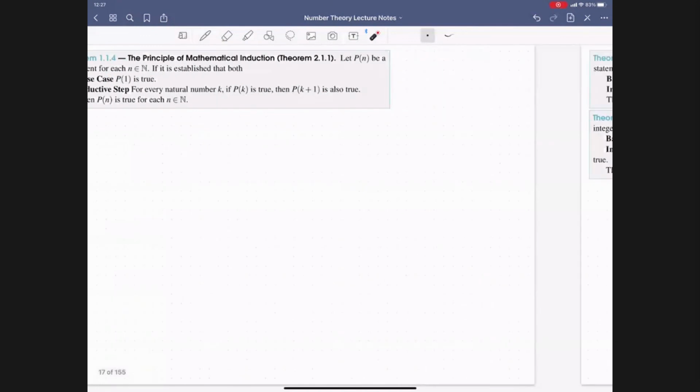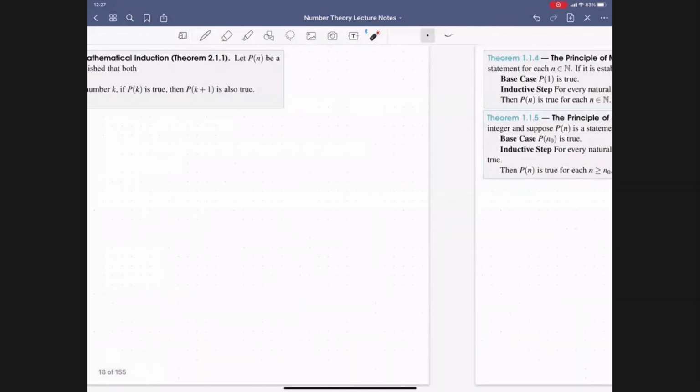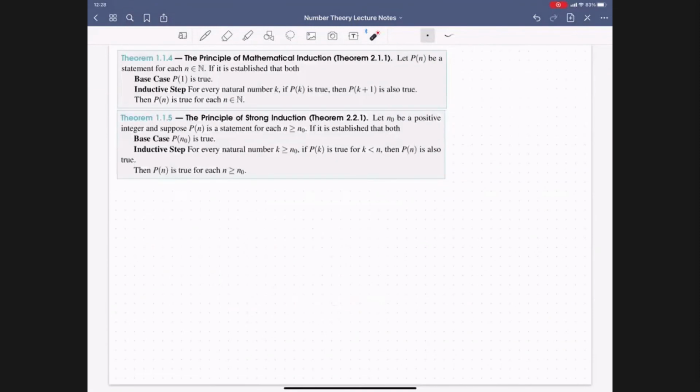There's also the principle of strong induction. So we have n naught is a positive integer, and P of n is a statement where n is at least n naught. And as with mathematical induction, we have that there's a base case, namely the smallest integer, or I should say natural number, n naught: P of n naught is true. And then we know that for every natural number k greater than or equal to n naught, if P of k is true for k less than n, then P of n is also true. And so this was another statement that we covered in structures.